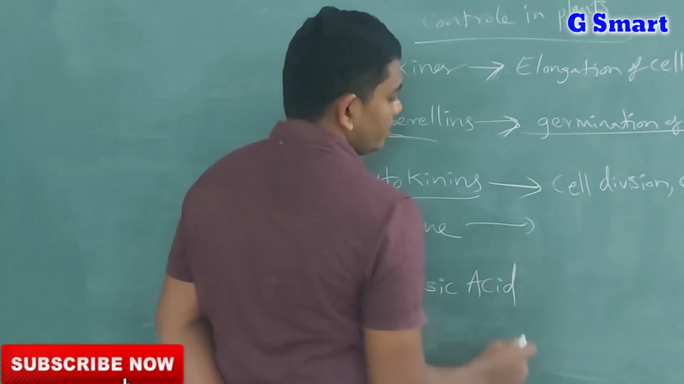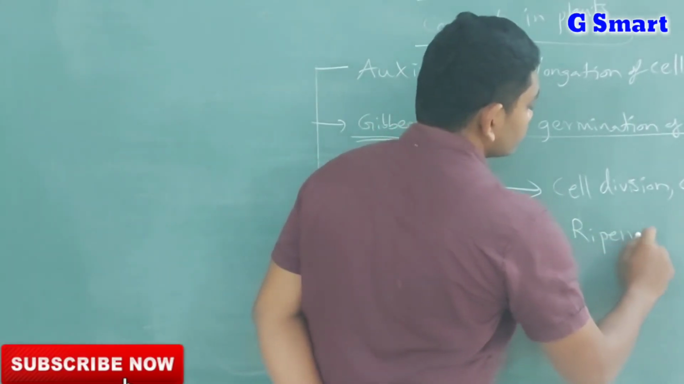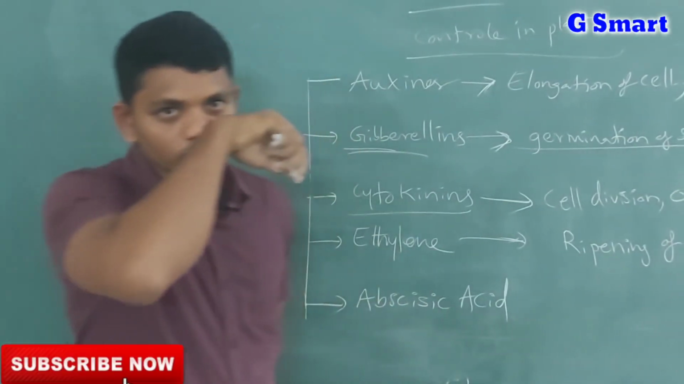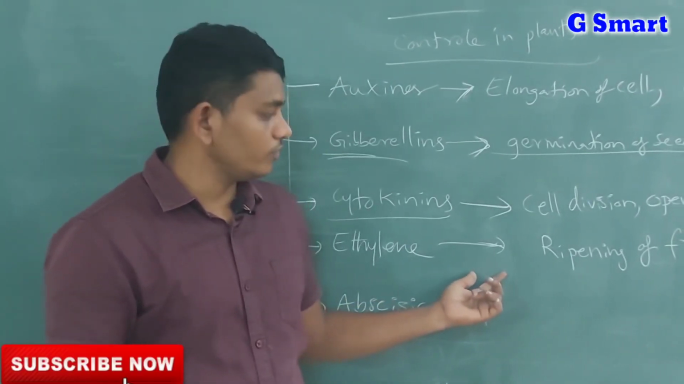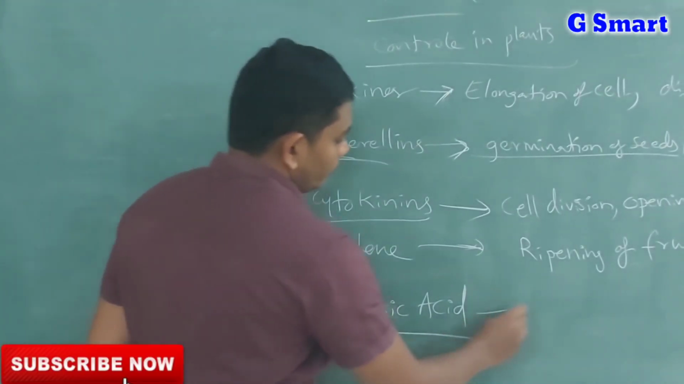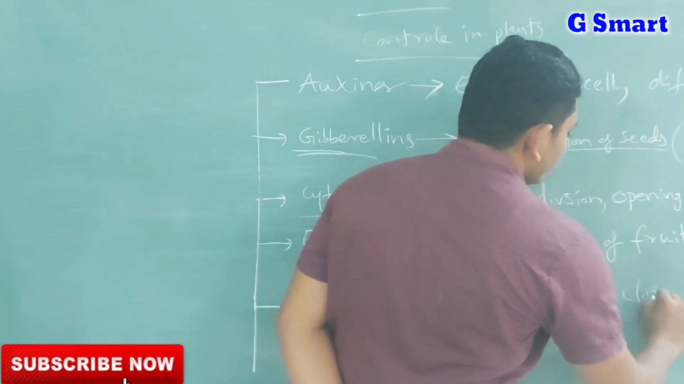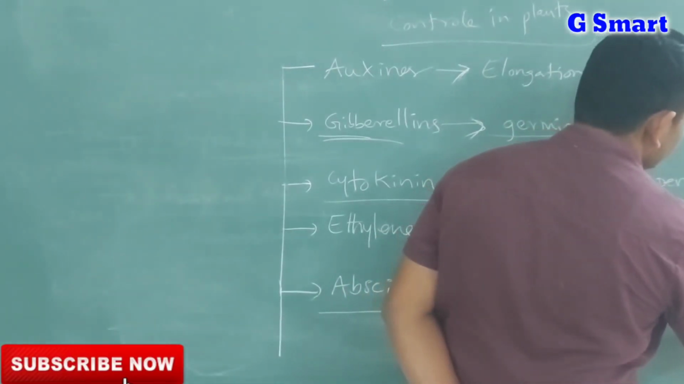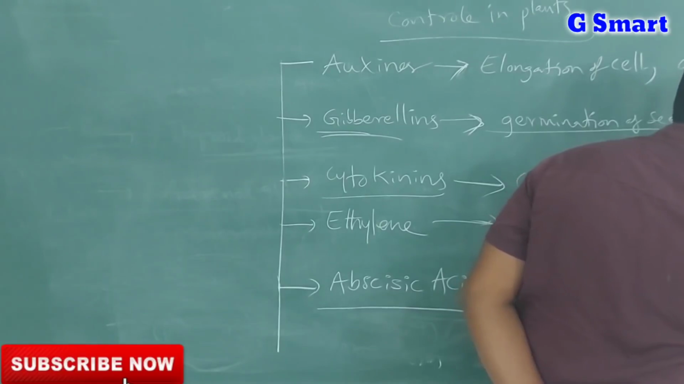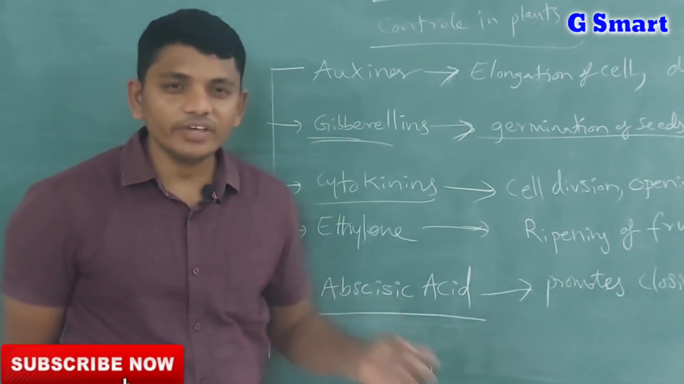And ethylene is a hormone useful for the ripening of fruits. So ethylene is a hormone, it is useful for ripening of fruits. And abscisic acid, which promotes closing of stomata. And seed dormancy. Very, very important things these are.